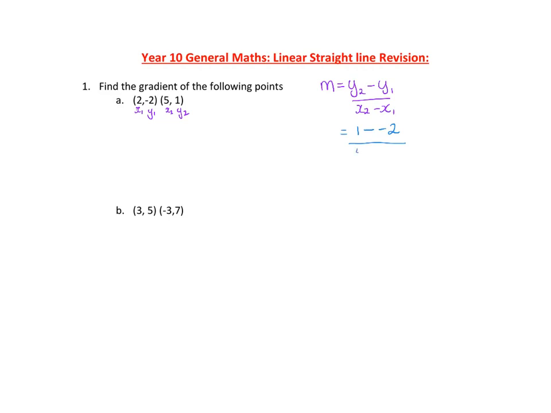And then you have 5 minus 2. So if you've got a minus and a minus, what does that become? A positive. Good. So my answer, I've got 3 over 3, which equals 1. Good. So that's the gradient.